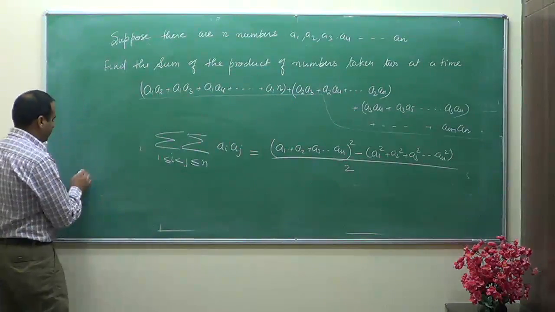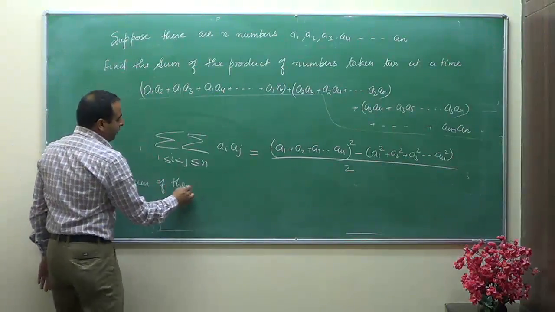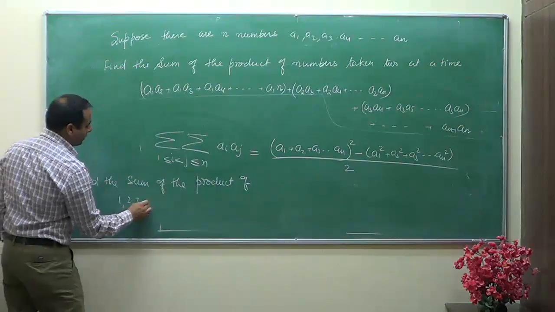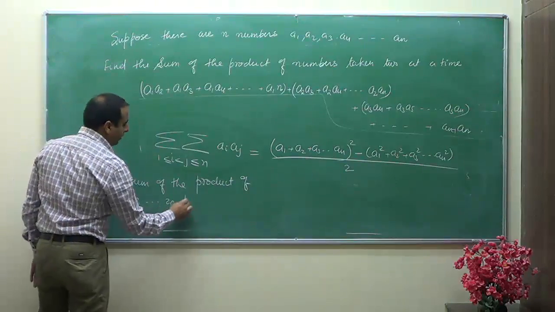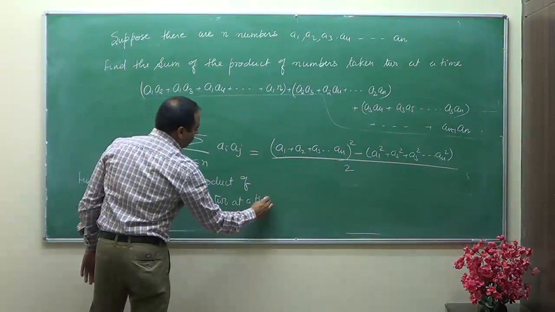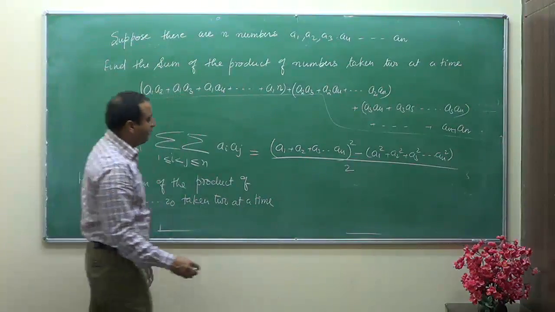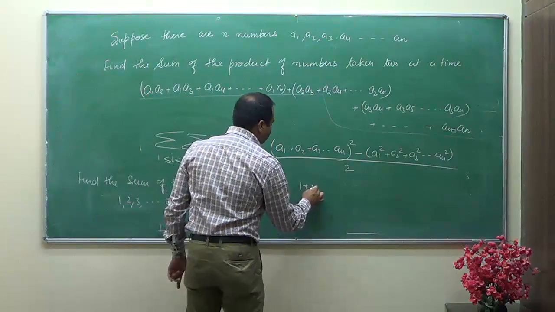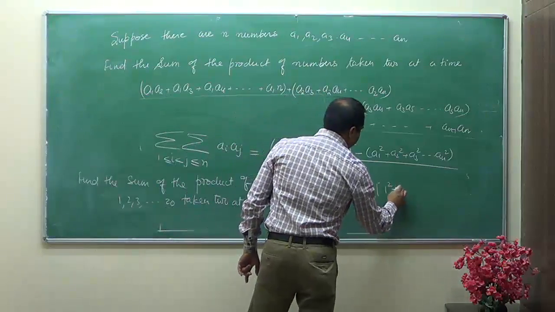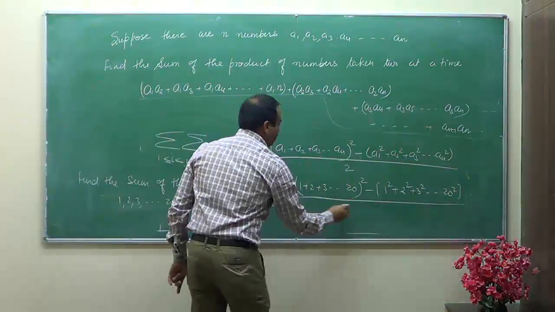For example, find the sum of the product of 1, 2, 3 up to 20 taken 2 at a time. It is equal to (1 plus 2 plus 3 up to 20) whole square minus (1 square plus 2 square plus 3 square up to 20 square) whole upon 2.